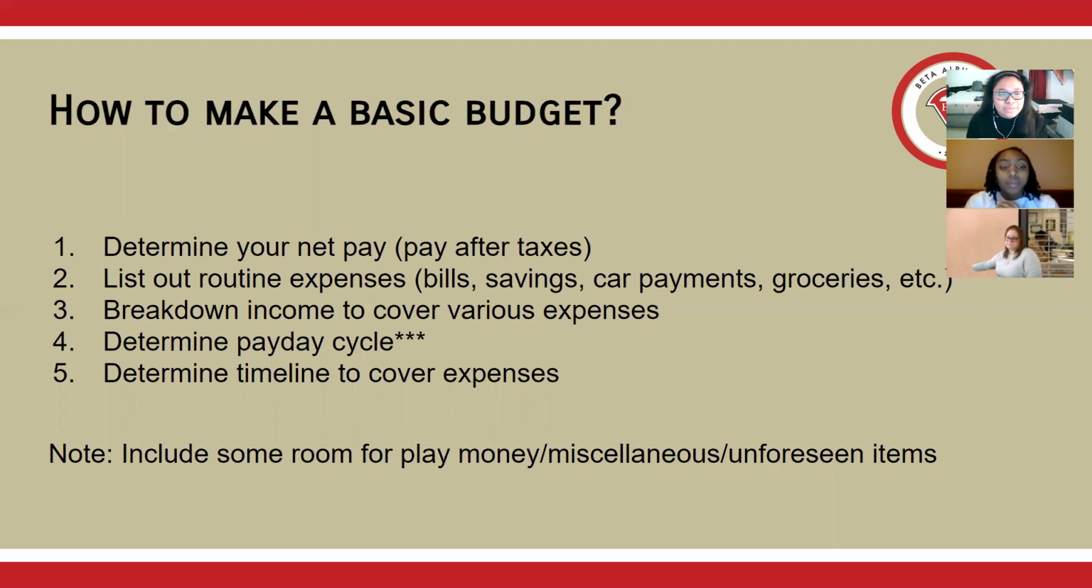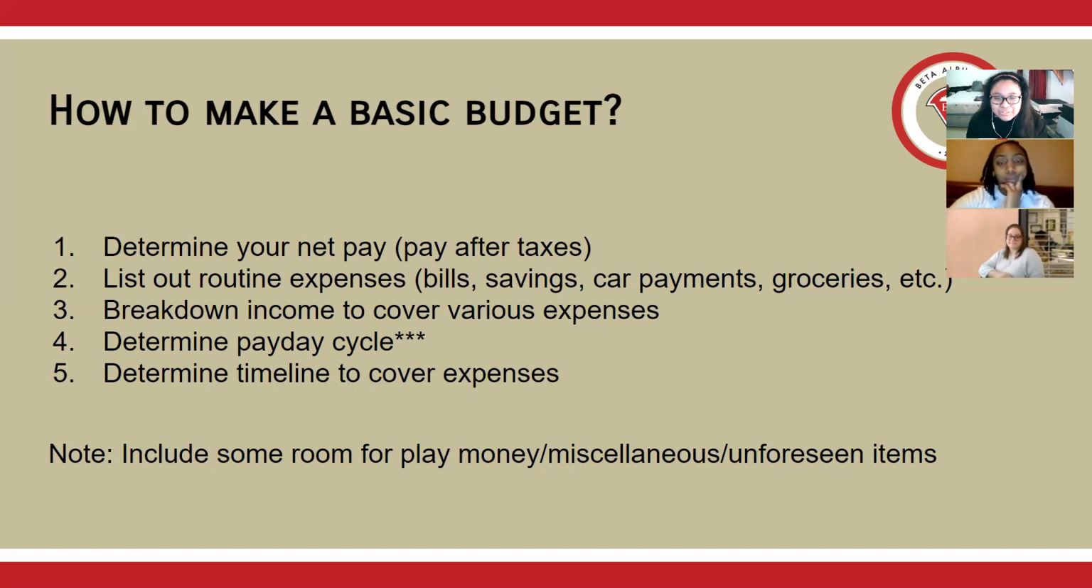A good way to decide on the time frame for your budget would be to base it off of how often or when you get paid. Typically people get paid every 2 weeks, so you might want to make your first budget for the next 2 weeks. And you can list out bills that'll be paid on certain days, and savings, as well as your car payments and groceries.